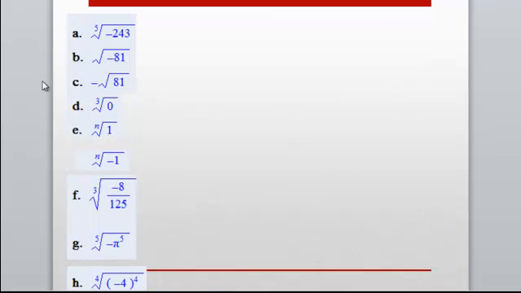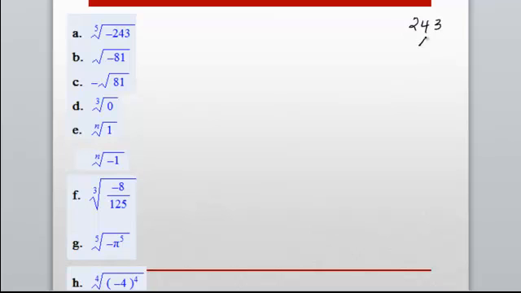Alright, so what we want to do is I'm going to just use the prison method on all of these because it seems to be the way my students learn it the best. So for this one, we have the 5th root of negative 243. It is okay to have the 5th root of a negative. So let's go ahead and start breaking this down.